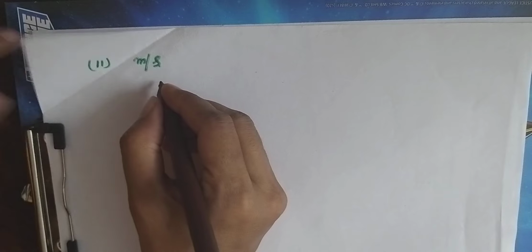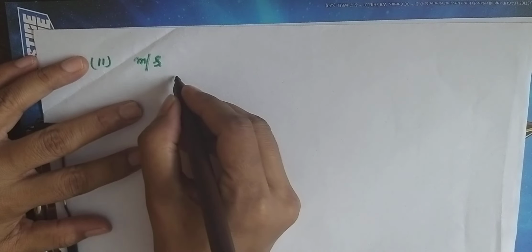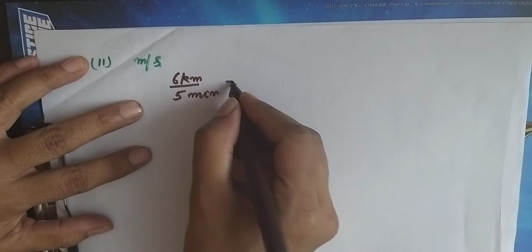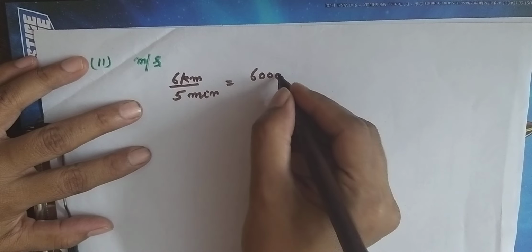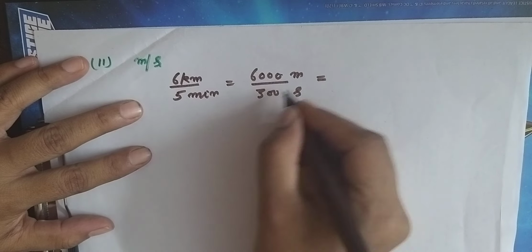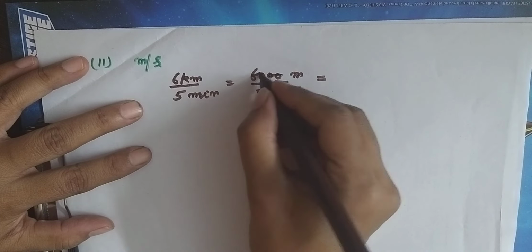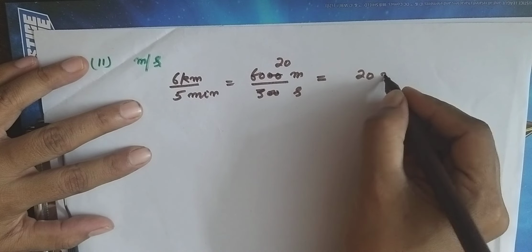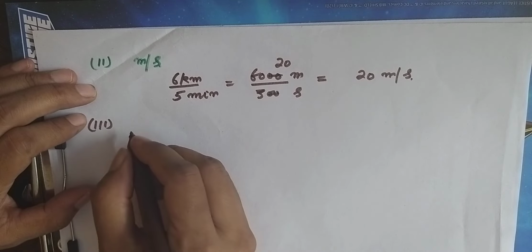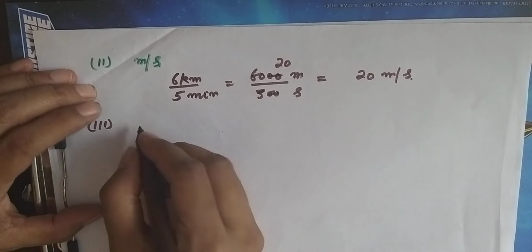In the next part we have to change it into meter per second. As we know, 6 kilometer in 5 minutes is equal to 6000 meter in 300 seconds, right? Again we can simply cut this, so it will be 20 here, so 20 meter per second. And in the third part we have to change it into kilometer per hour.